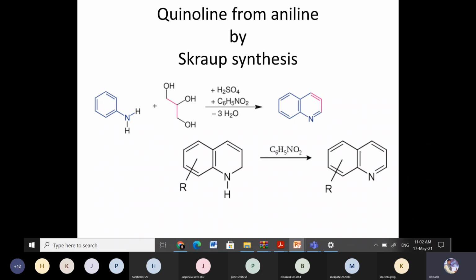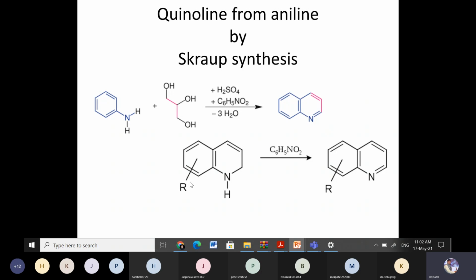This quinoline derivative is also important for preparation of various heterocyclic dyes. And as you know, dyes can be used for coloring of material or substrate. Here we are going to discuss the basic skeleton of quinoline derivative. There are various substituents that we can introduce here.